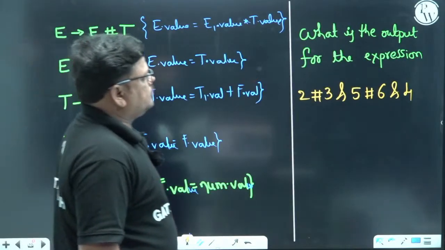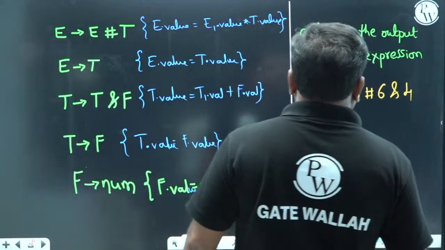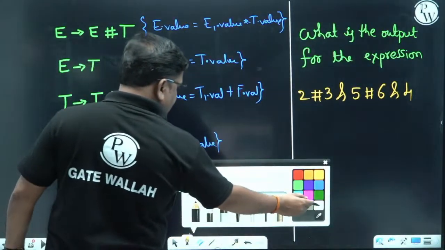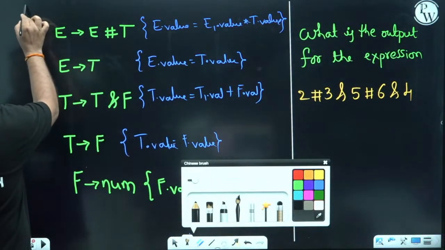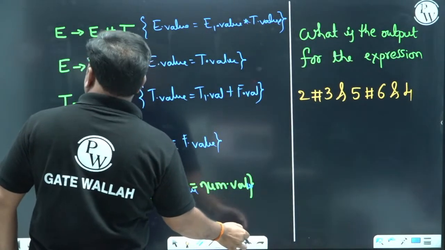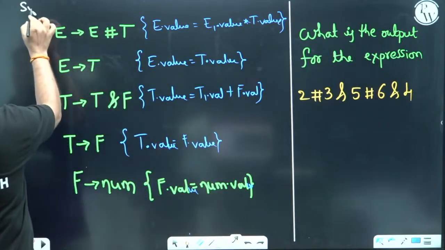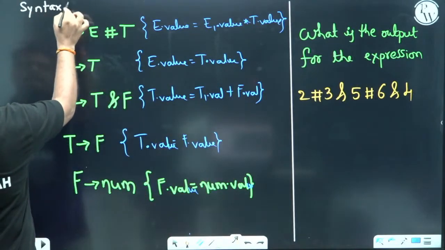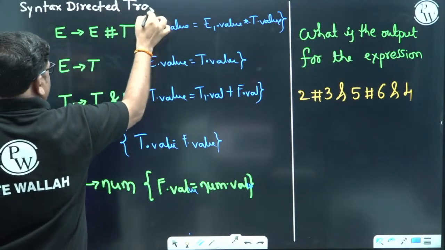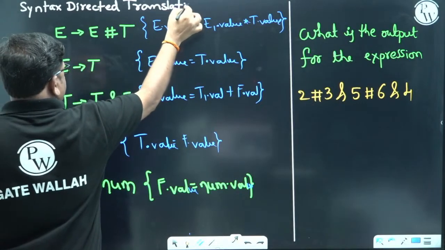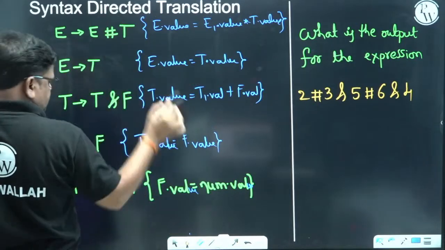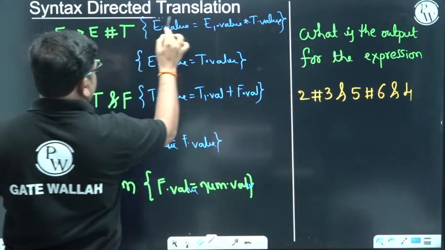Look at this. This is one SDT, one of the syntax directed translations. In short form, generally we will call it SDT, but the full name is syntax directed translation. Now, what is the difference here? Let me explain the difference of this one.